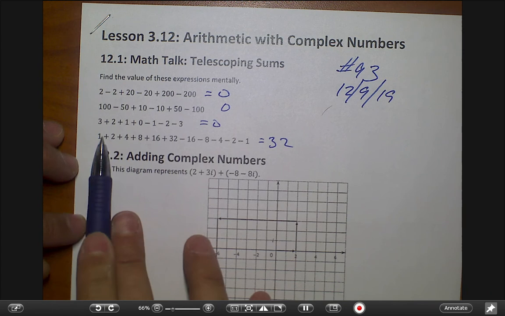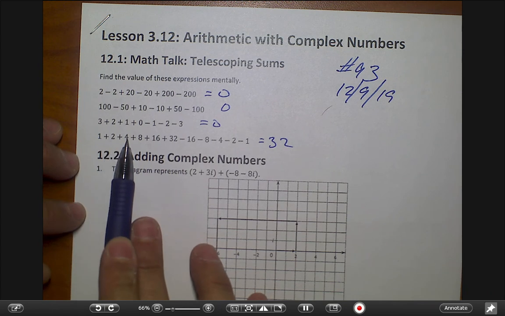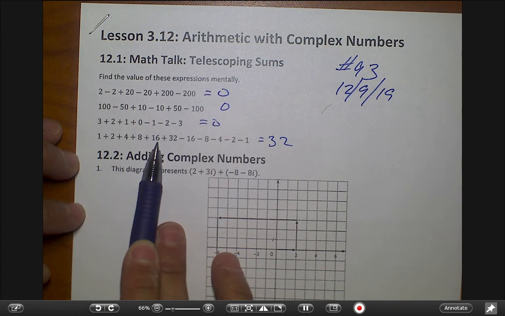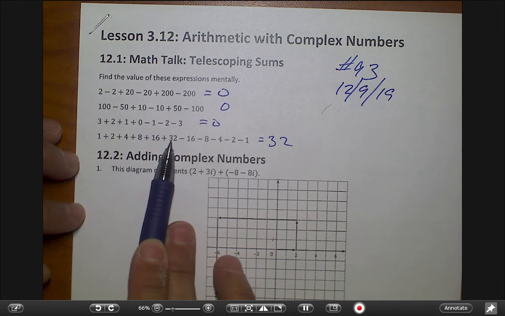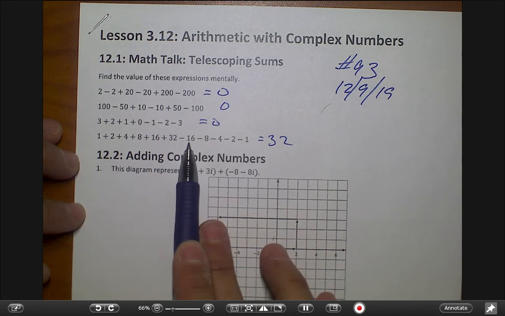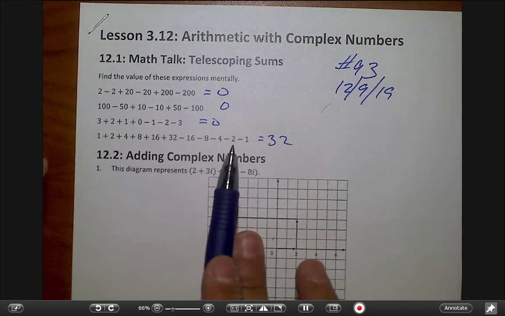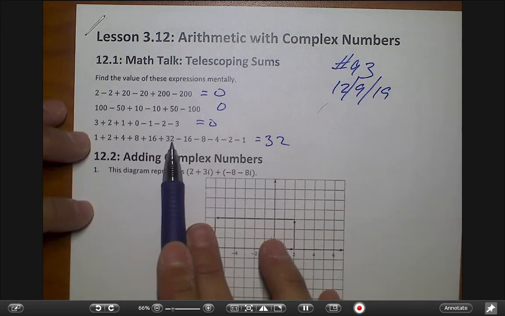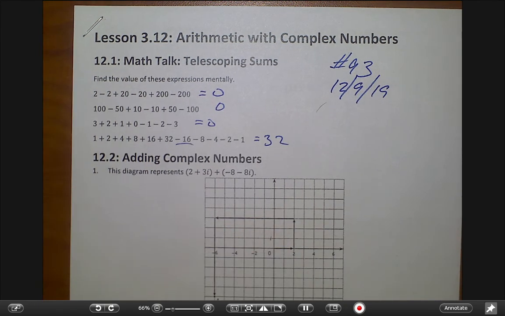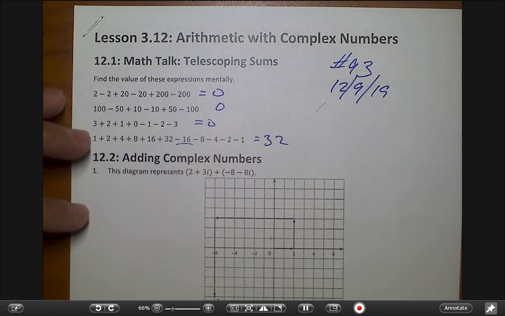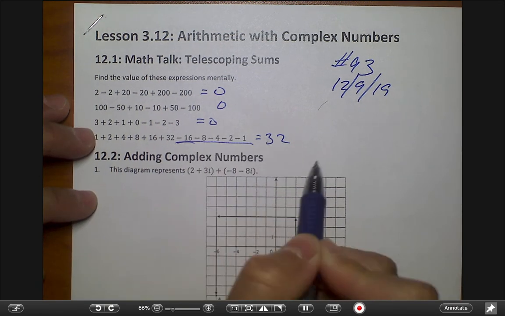So let me see. 3, 7, 15, 31, 63, where am I at? 63 minus that, 30. All those add up to 31. So, oh, all these over here on this side add up to 31?